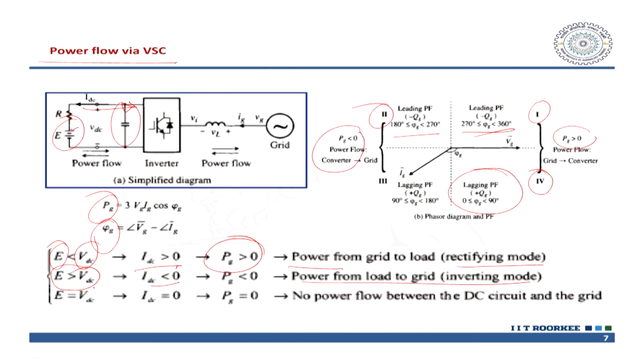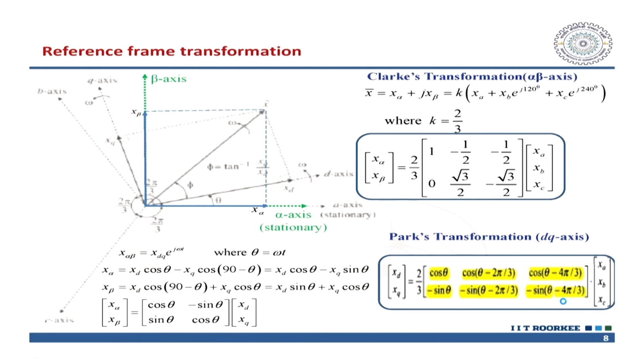So, if E equals VDC, then it is in a floating mode, then IDC equals 0 and PDC also equals 0. So, no power flow between the DC circuit and grid takes place.